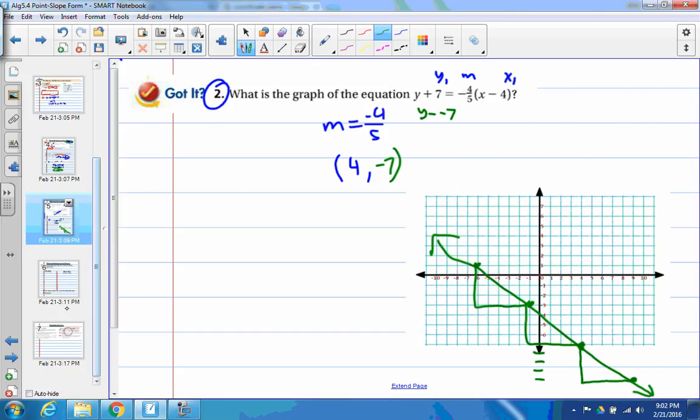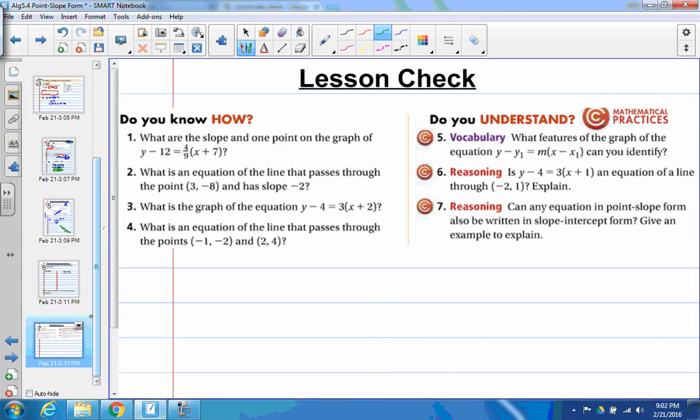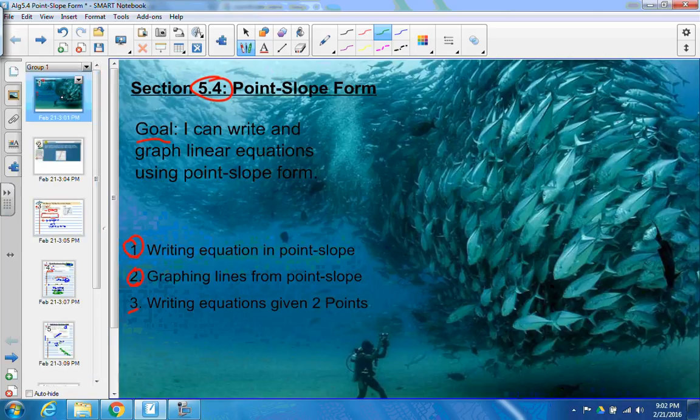So we're going to finish up the rest of this next time. But our goal, remember, is to write and graph linear equations. And we've done that. We wrote and we graphed linear equations in point-slope form. We're going to finish up next time with writing equations or graphing them when you're given 2 points.